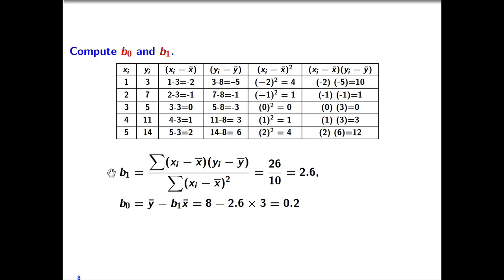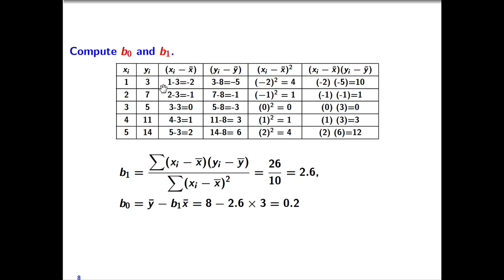Now, recall equation 14.6: we have b1 equal to the sum of xi minus x bar times yi minus y bar for the numerator, and the denominator is the sum of xi minus x bar squared. So we set up a table to find xi minus x bar, yi minus y bar, xi minus x bar squared, and also xi minus x bar times yi minus y bar.